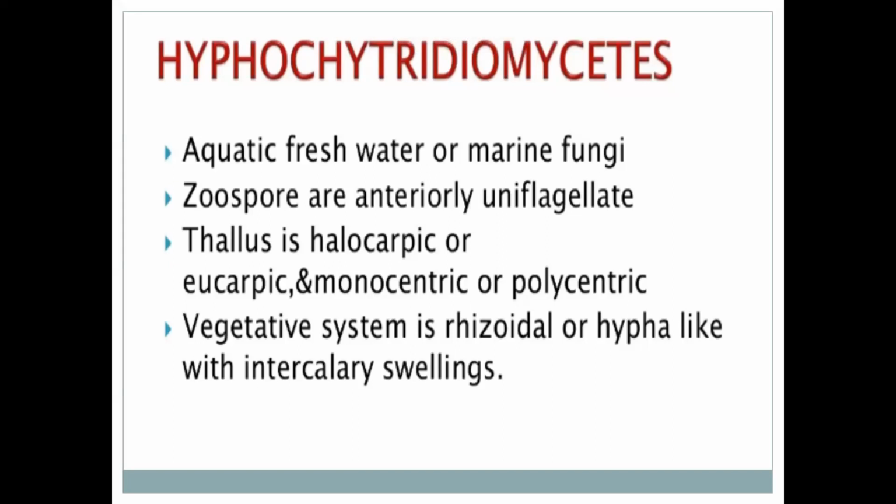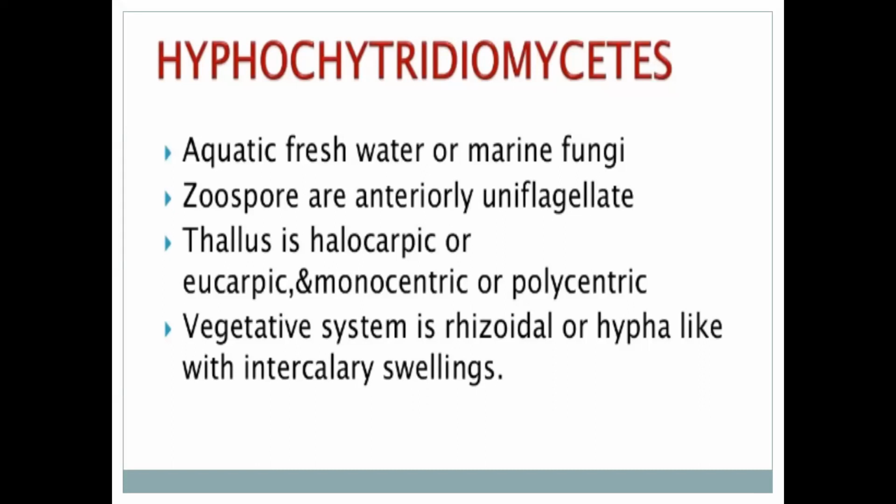Now we will discuss the characteristic features of Hyphochytridiomycetes. These members are aquatic freshwater forms and marine fungi. They produce zoospores during reproduction. These zoospores are anteriorly uniflagellated.